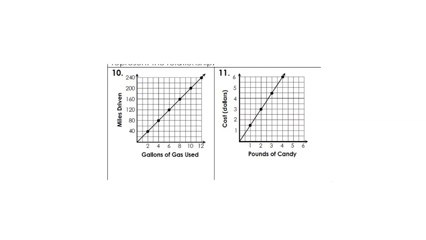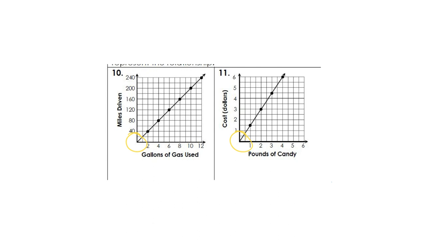Okay, looking at these graphs here, we know they are proportional because right here they cross at the origin. So they include the point (0, 0). But what is the constant of proportionality? What is the rate of change? What is the slope of the line? Okay, so what is it? We're going to go ahead and try to figure that out.